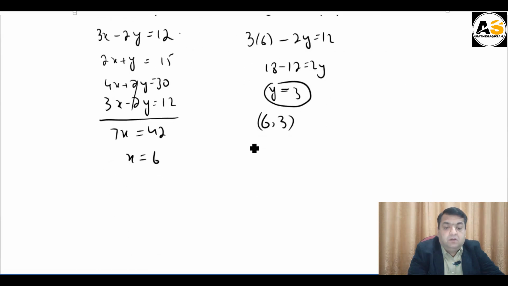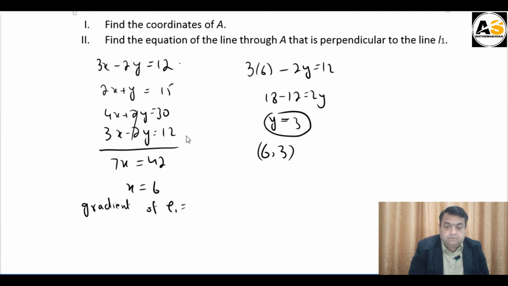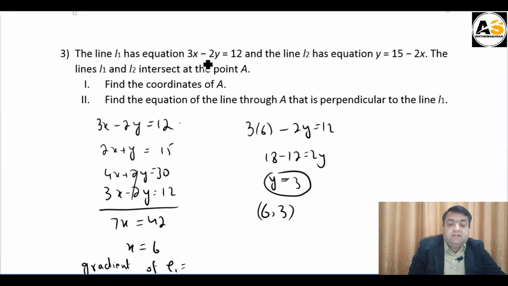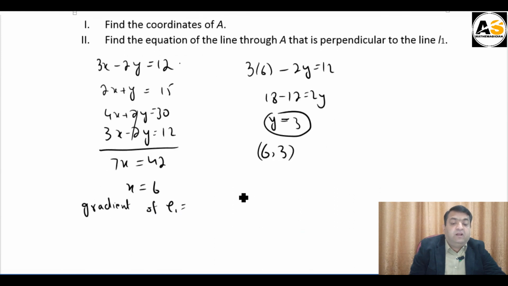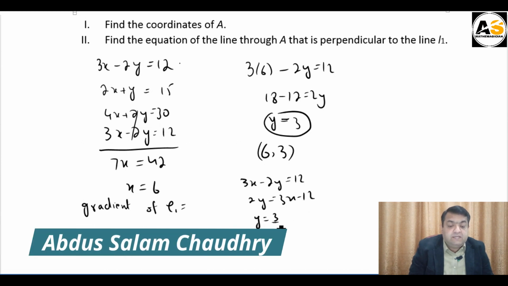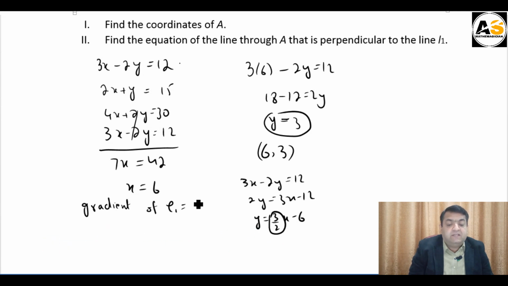This is L1. The line passes through (6, 3). What is the gradient of L1? To find the gradient of L1, we need to write it in standard form. 3x minus 2y is equal to 12, 2y is equal to 3x minus 12, y is equal to 3 by 2 x minus 6. Gradient of L1 is 3 by 2.